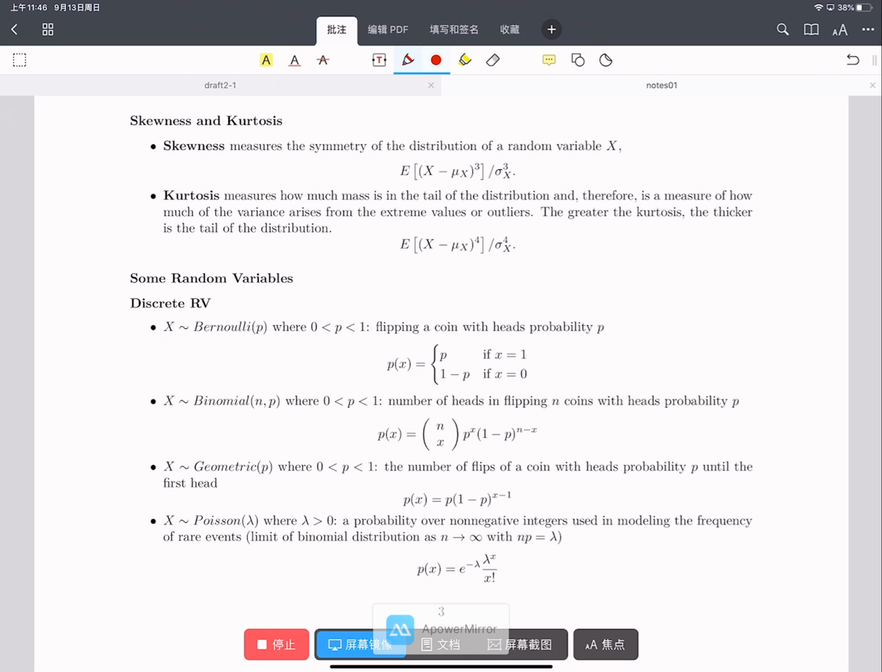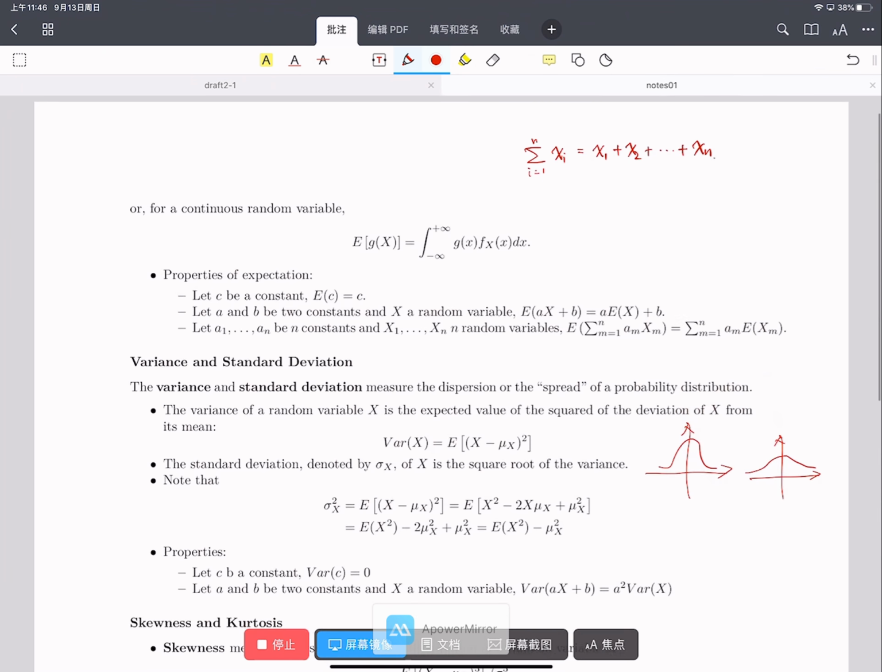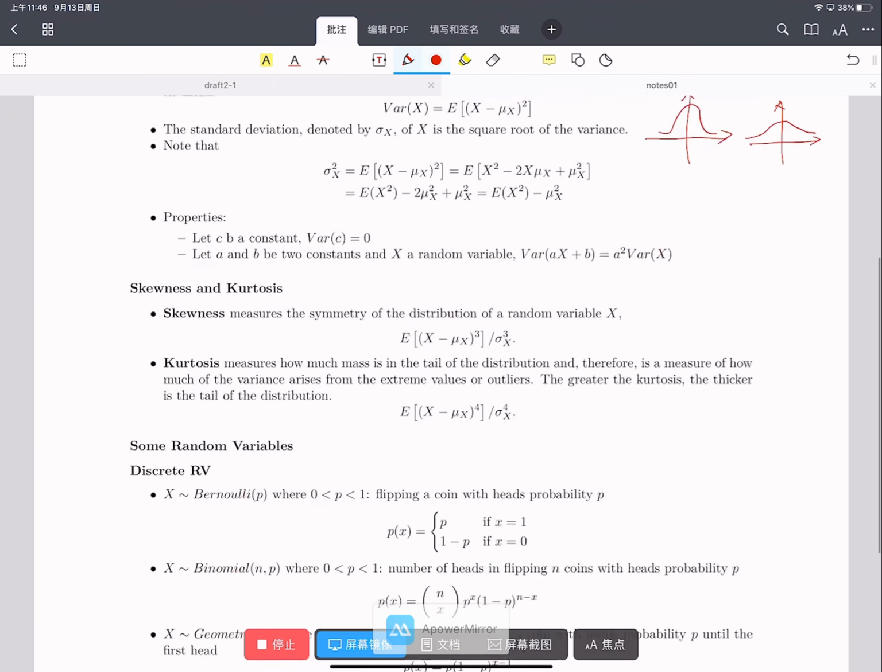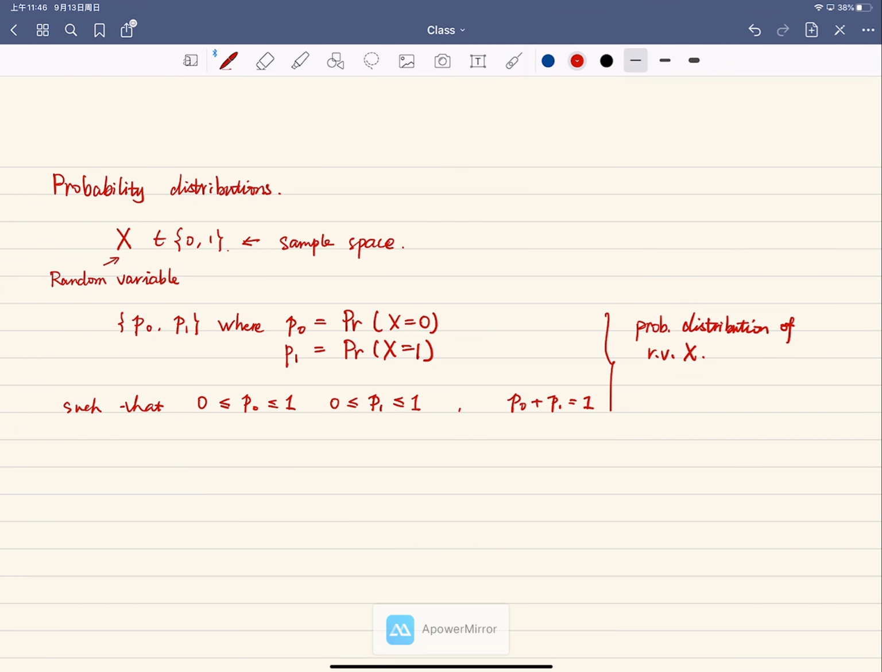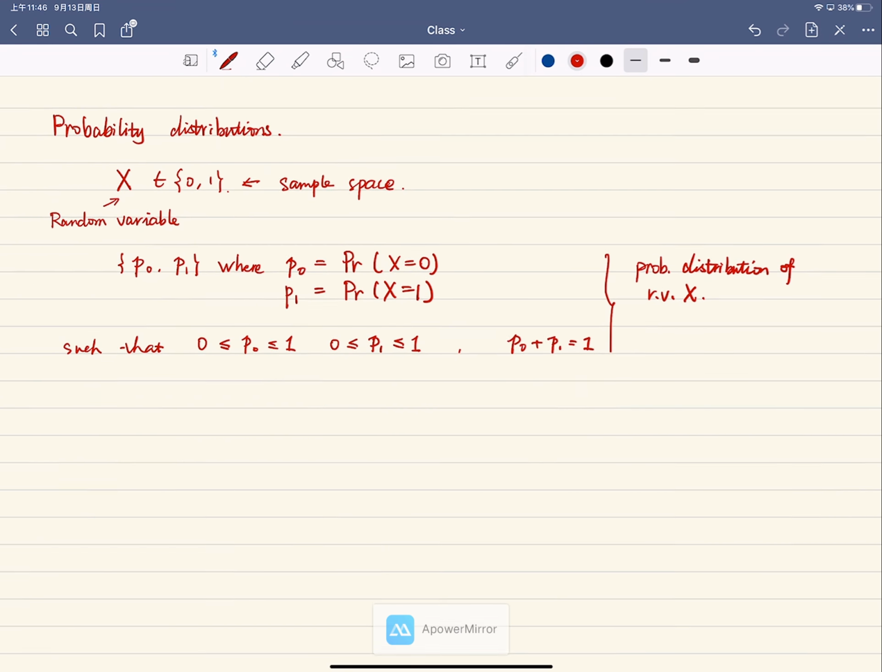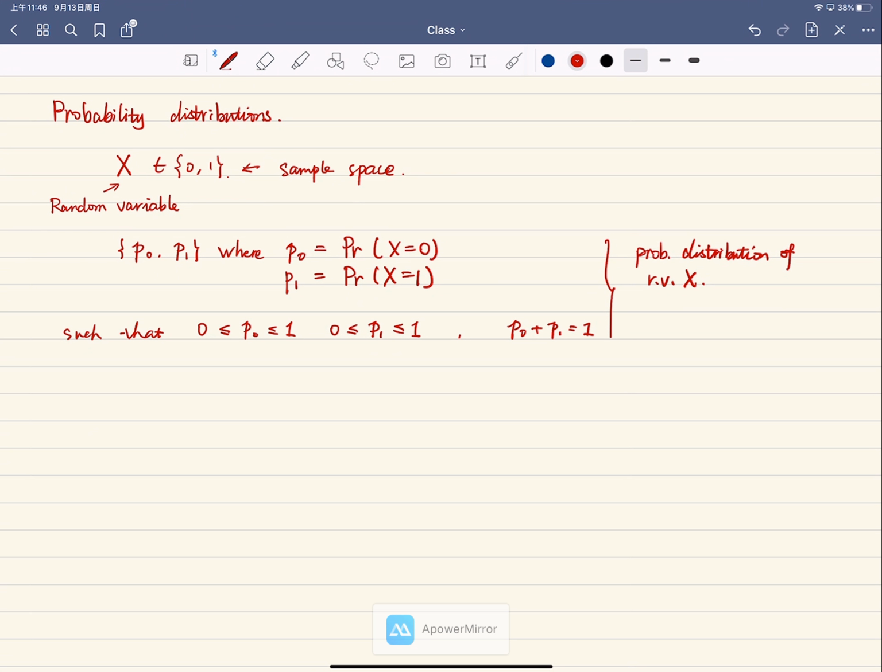Hello everyone. So today let's continue our class on probability theory and a little bit of statistics. Last time some student told me that it's a bit unclear about what I'm writing on the notes. So let's just briefly review what we have learned in last class.